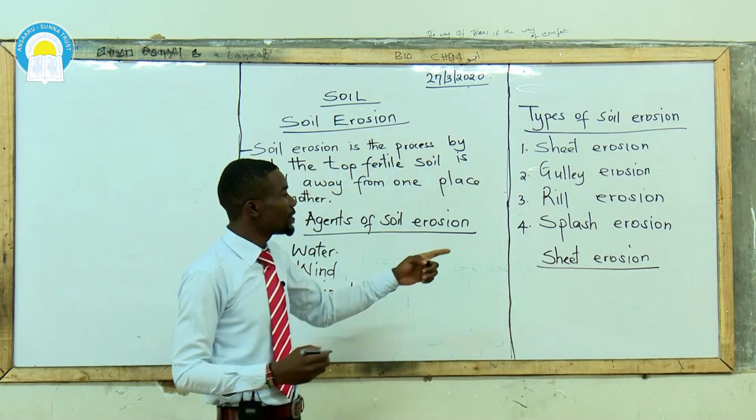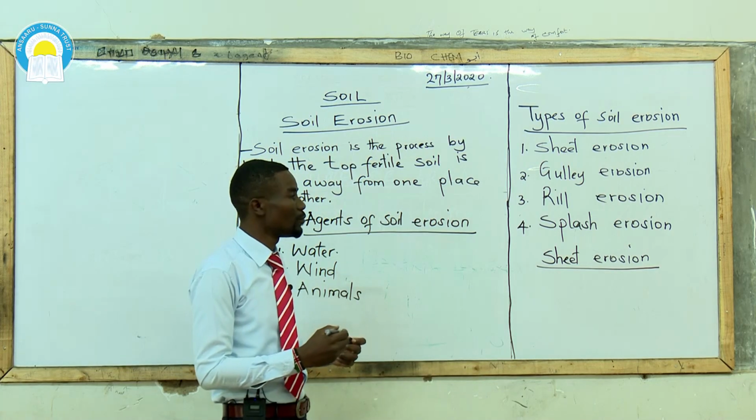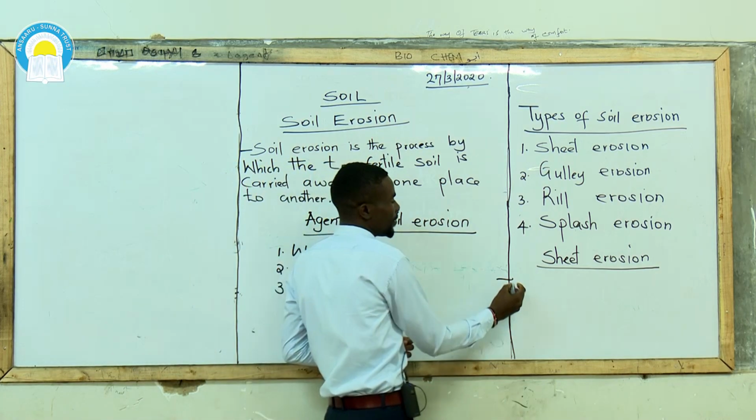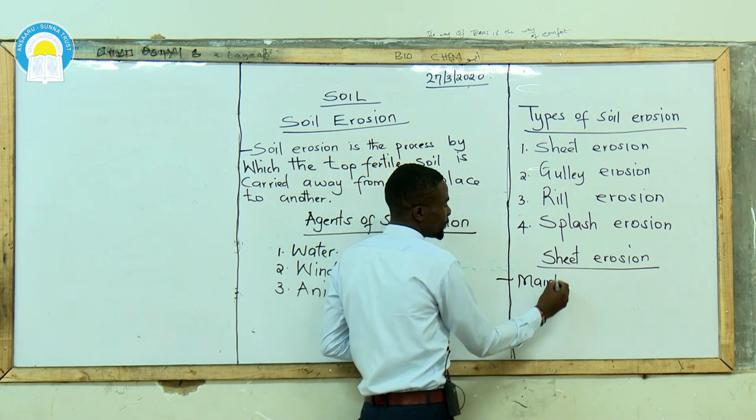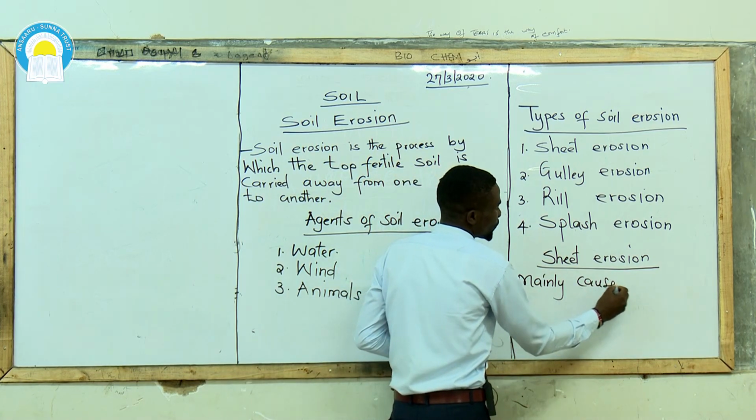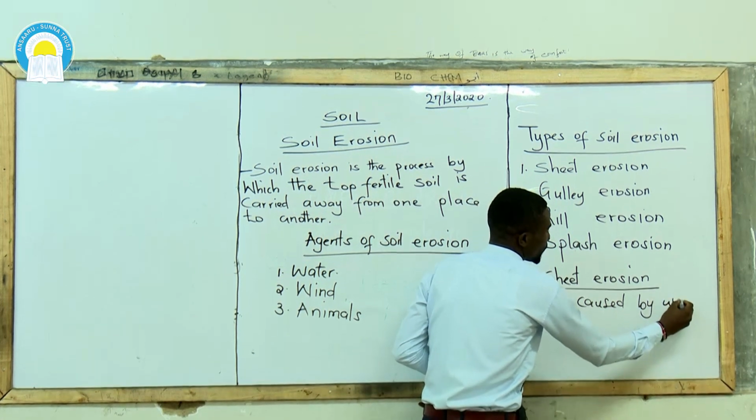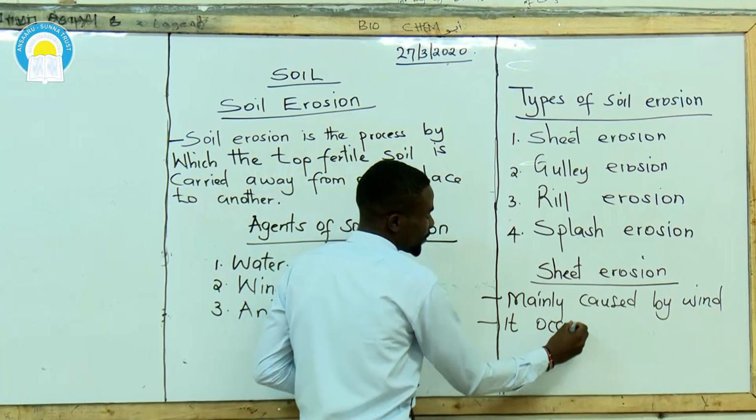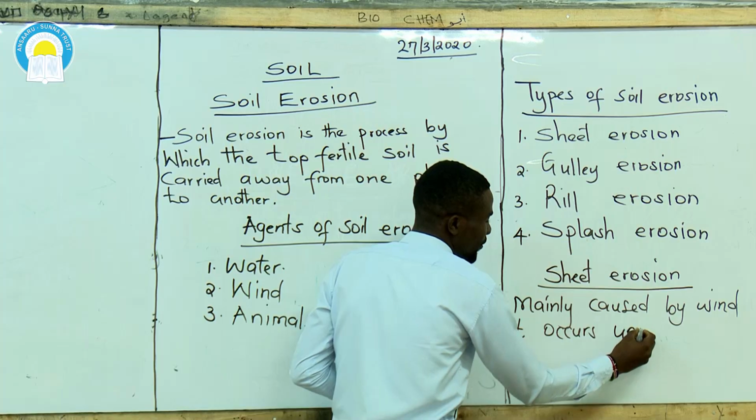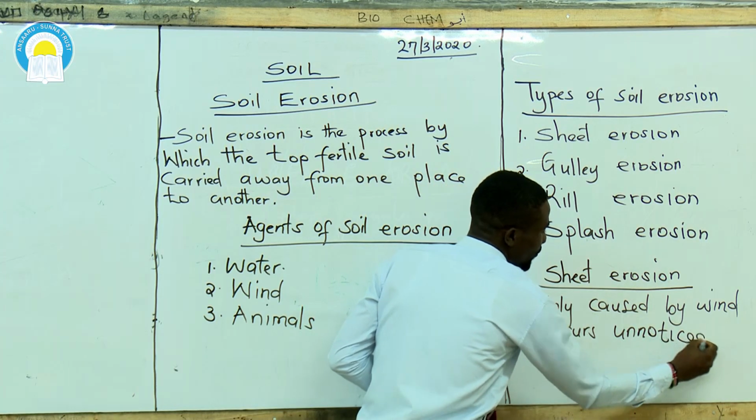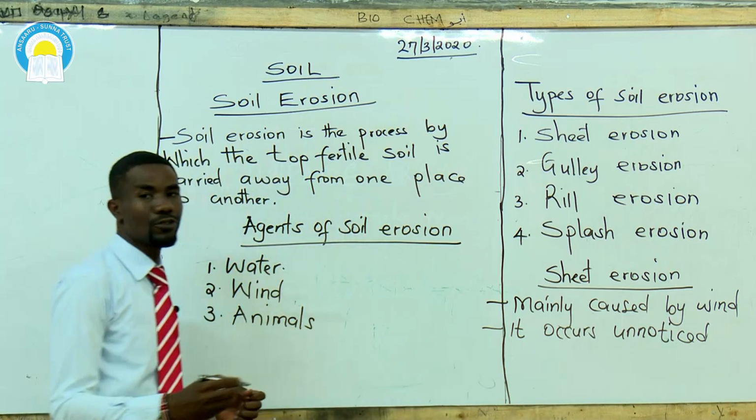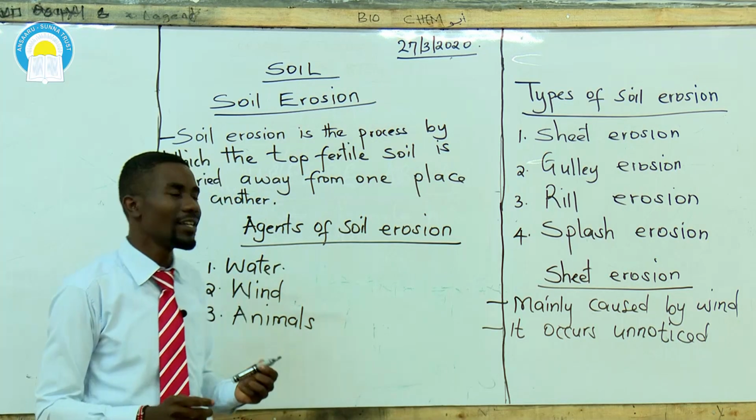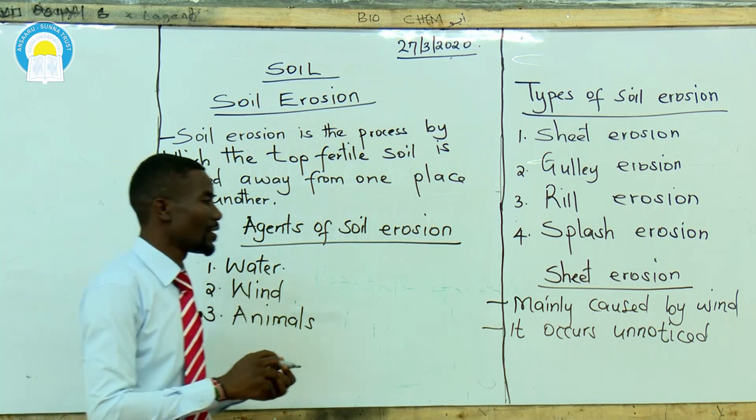Sheet erosion. This type of soil erosion is majorly caused by wind. The main cause of this type of soil erosion is wind. It occurs unnoticed. It normally takes place unnoticed because the topsoil is carried away in uniform layer. So it will be very hard for us to notice it.